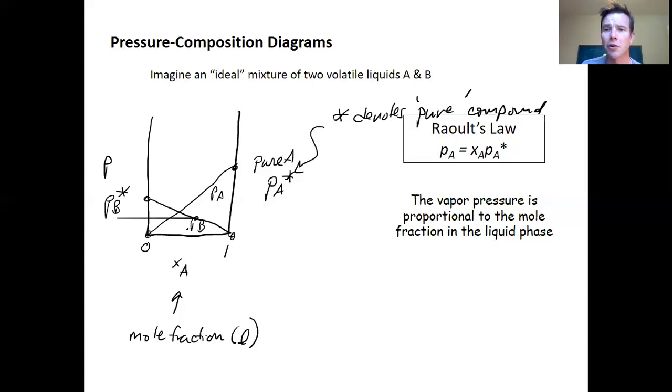The question is, what does the total pressure of the system do? And as you might guess, it does this. Just add them up. So this line here is P tot.